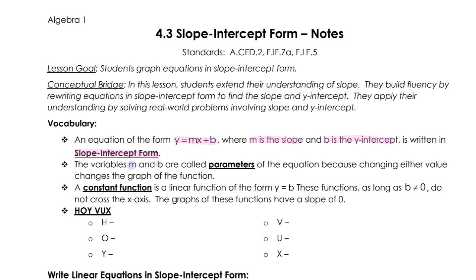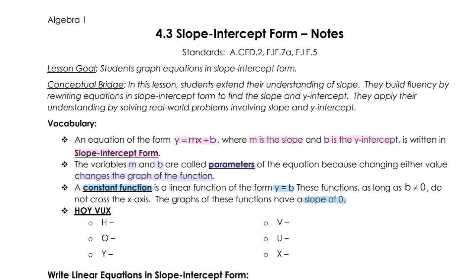Next, we have the variables m and b are called parameters of the equation because changing either value changes the graph of the function. And then we have a constant function is a linear function of the form y equals b. These functions, as long as b is not 0, do not cross the x-axis. The graphs of these functions have a slope of 0.